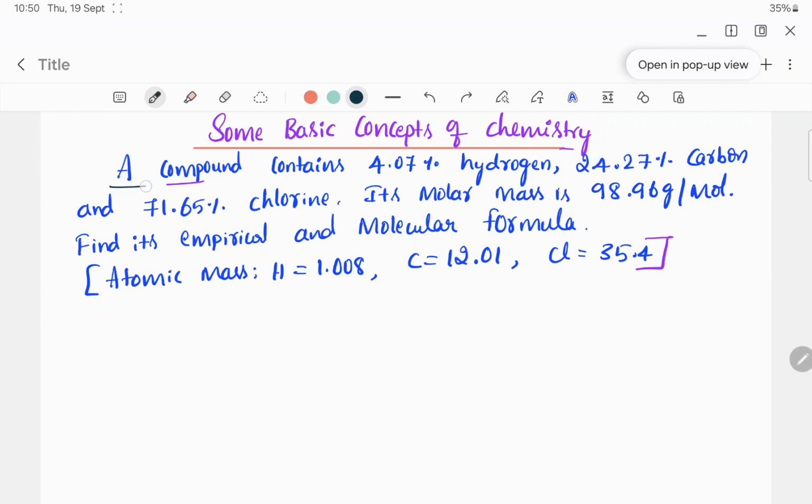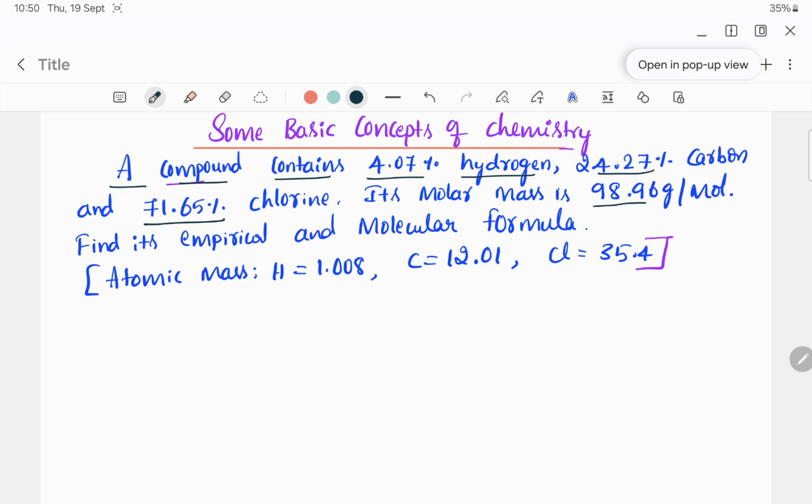Let's see the problem. A compound contains 4.07% of hydrogen, 24.27% of carbon, 71.65% of chlorine. Its molecular mass is also given, that is 98.96 gram per mole. Find its empirical and molecular formula.